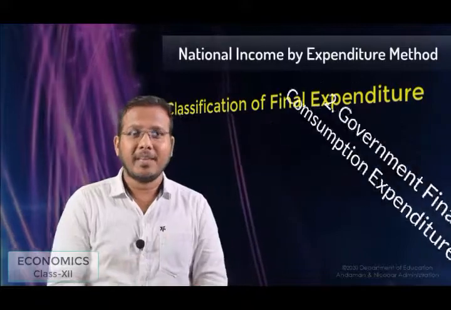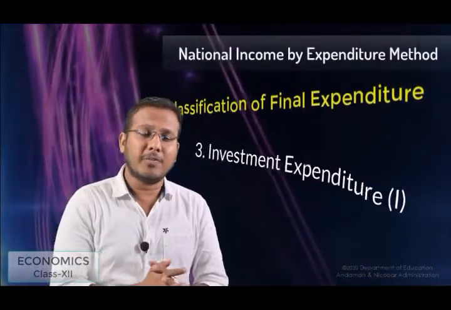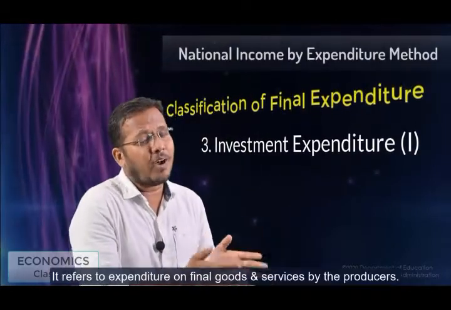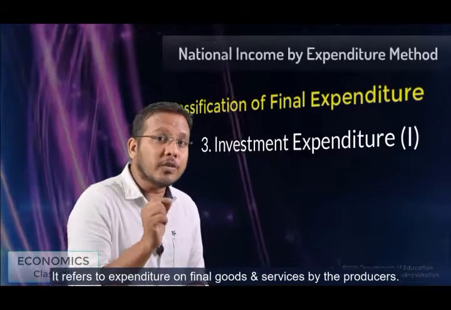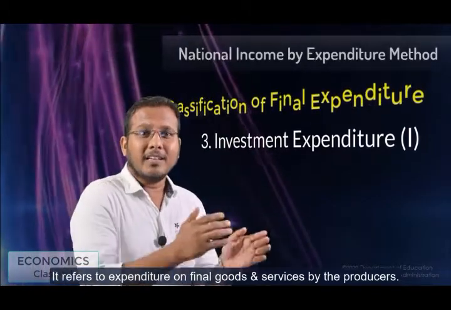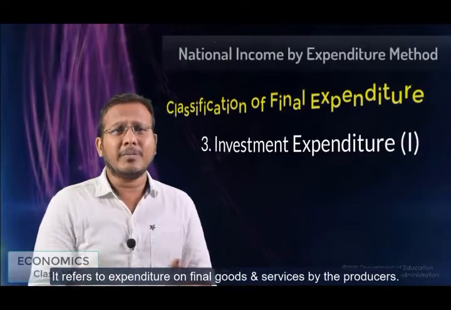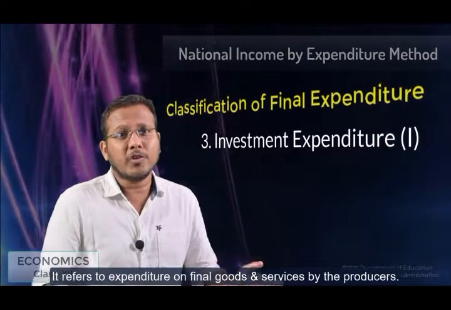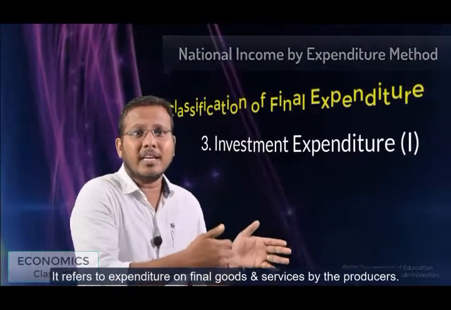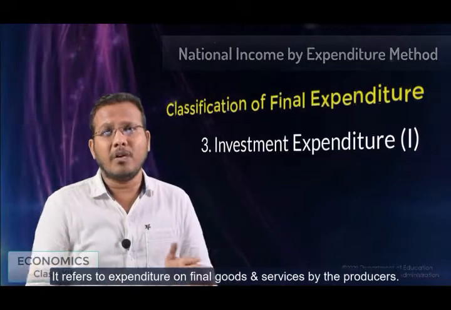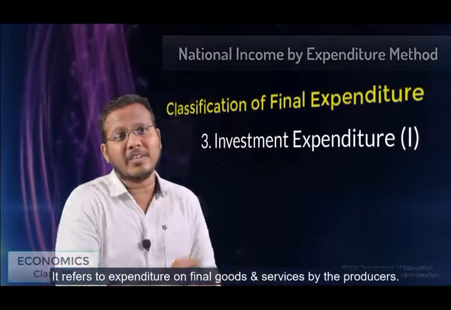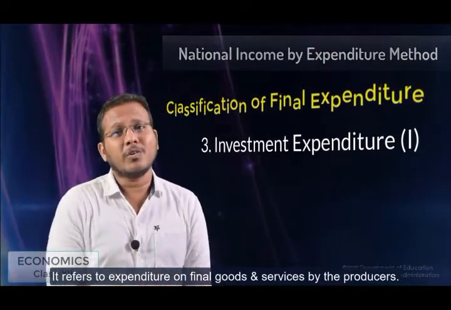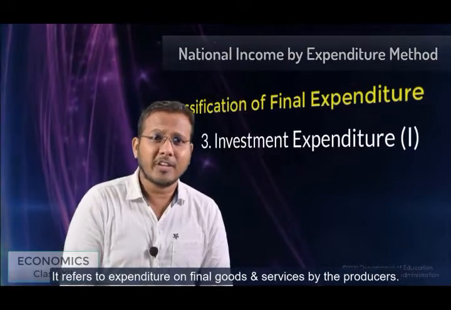And the third one is the investment expenditure. What do we mean by investment expenditure? It is the expenditure made on the purchase of final goods and services by the producers. Why? Because these goods are further utilized in the production process to make other commodities. So by purchasing these goods, the producers transform them into other forms and utilize them in the process of production. So whatever expenditure is done by the producers on the purchase of final goods will be counted as the investment expenditure.